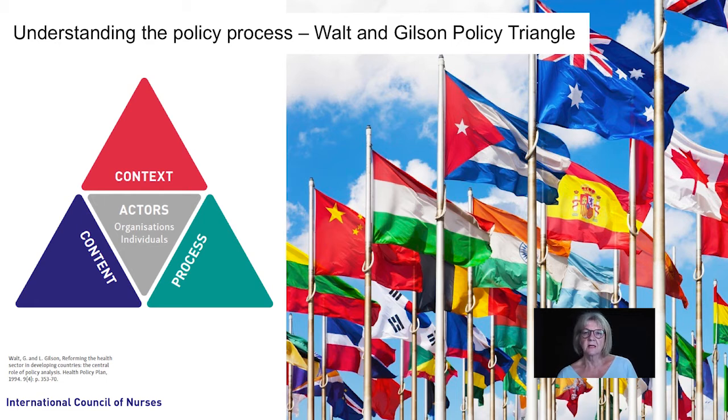The actors are the other really important components. Who else is interested in this? Who would be negatively or positively affected by any change that we might want to make? So doing a stakeholder analysis is a really critical component of trying to understand policy.